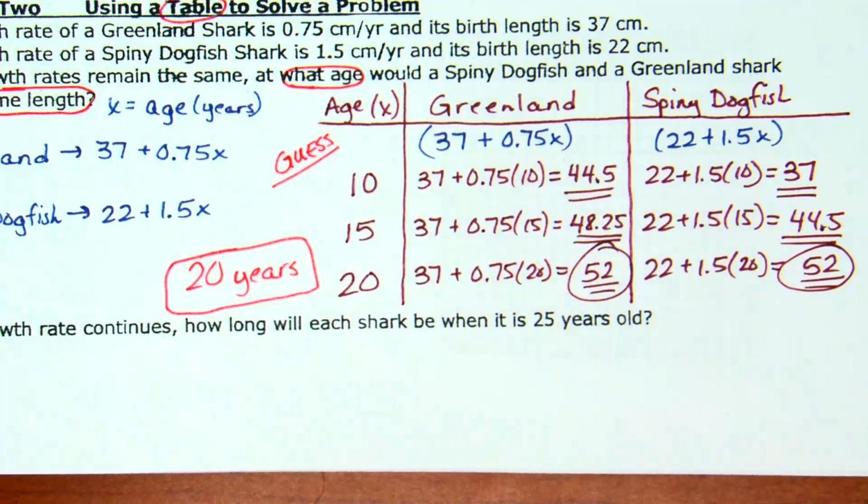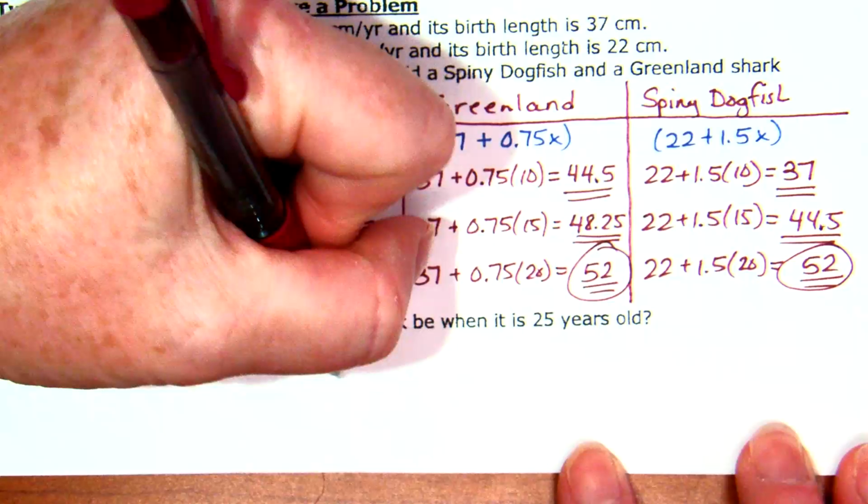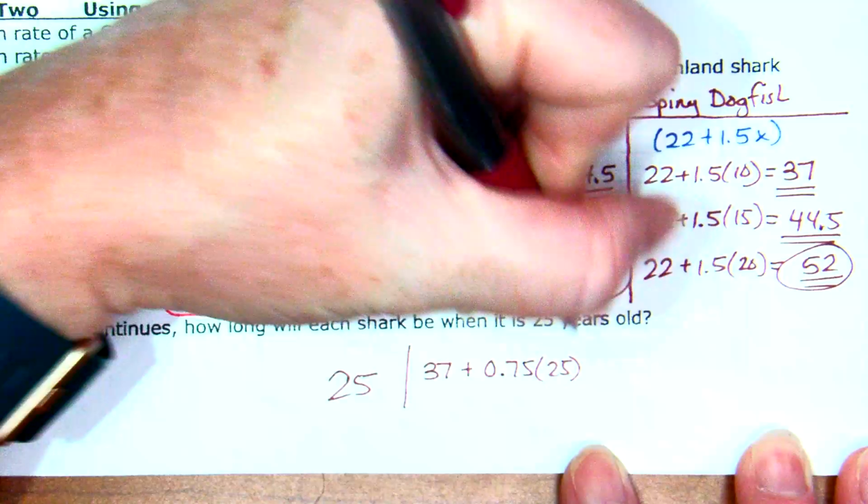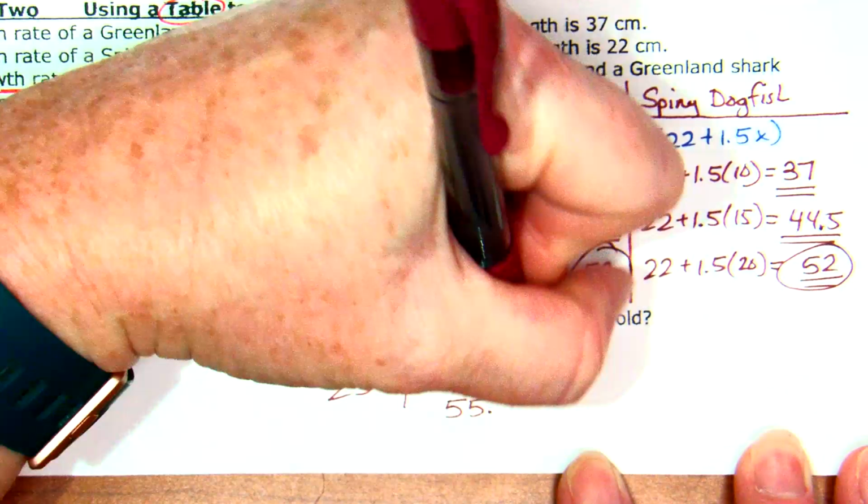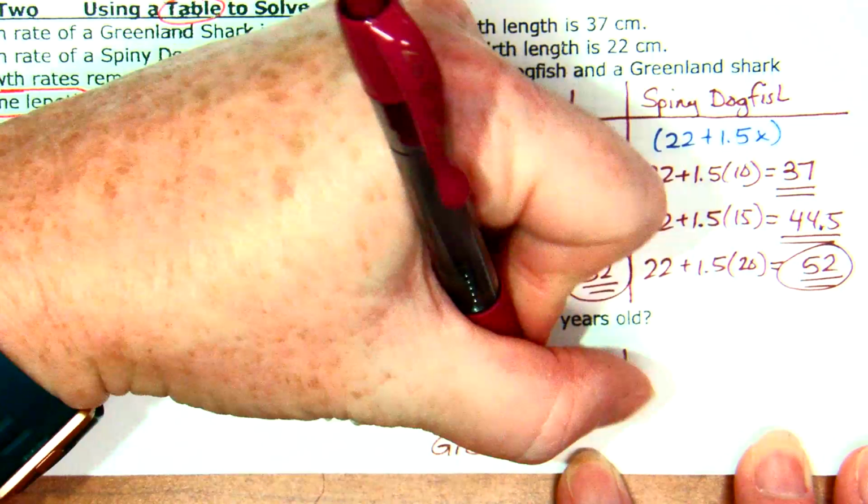You realize what to do on the next one, right? If the growth rate continues, how long will each shark be when it is 25 years old? So basically, you're just taking 25 and plugging it in. So 37 plus 0.75 times 25. What do we get? 55.75. 55.75 what? Centimeters. And that is for the Greenland shark.